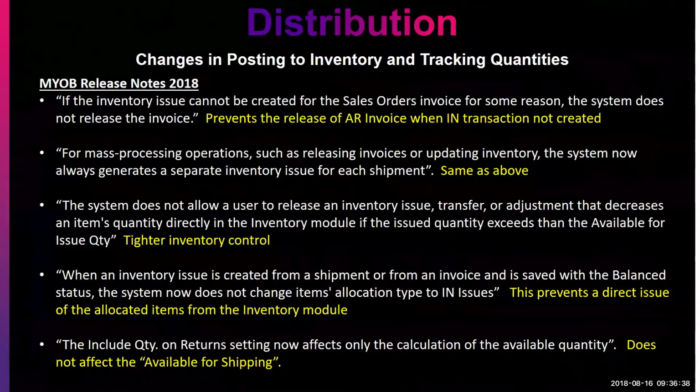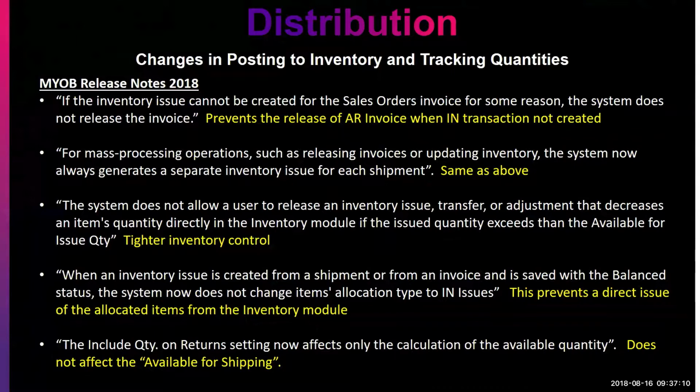If an inventory issue cannot be created for the sales order invoice for some reason, the system does not release the invoice. So previously you could actually release the invoice, but the update to IN was either not created or it was not released. So if it can't create that inventory transaction now, it won't release the invoice. Basically, it prevents the release of AR invoices when an IN transaction was not created. So you don't have to go back and check that the IN transactions were not created. The same applies for mass processing operations, such as if you're releasing invoices in batch.